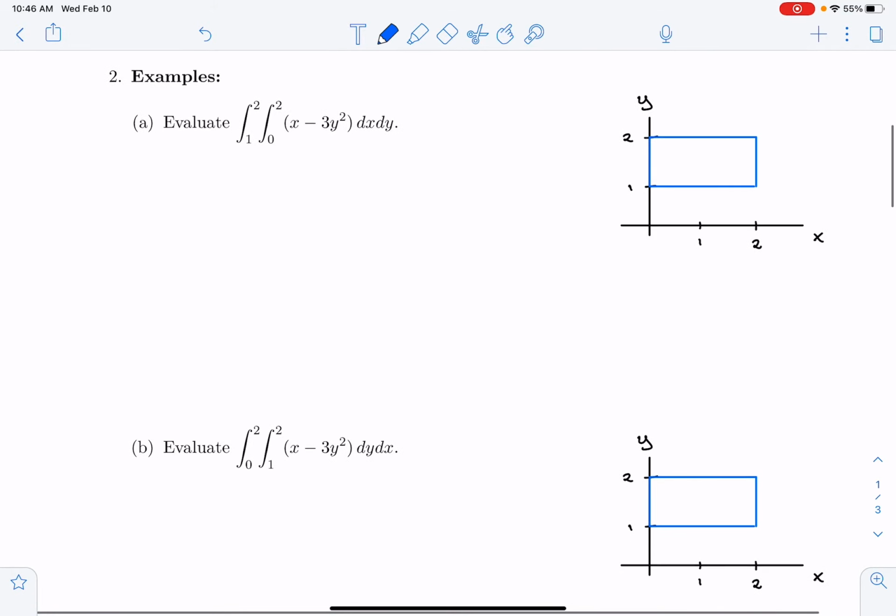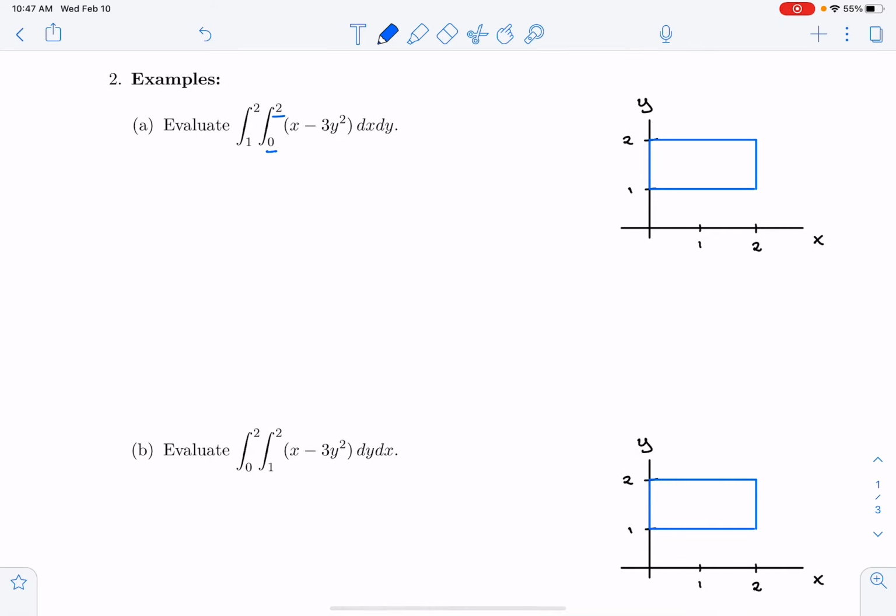So let's look at an example. We want to evaluate the integral from 1 to 2 and then 0 to 2 of x minus 3y squared dx dy. I've drawn the region that we're going to integrate over to the right. We're going to integrate from 0 to 2 in x, and you'll notice that this rectangle goes from 0 to 2 in x, and then we're going to integrate from 1 to 2 in y, and the rectangle goes from 1 to 2. So our region of integration is in fact the interior of this rectangle.